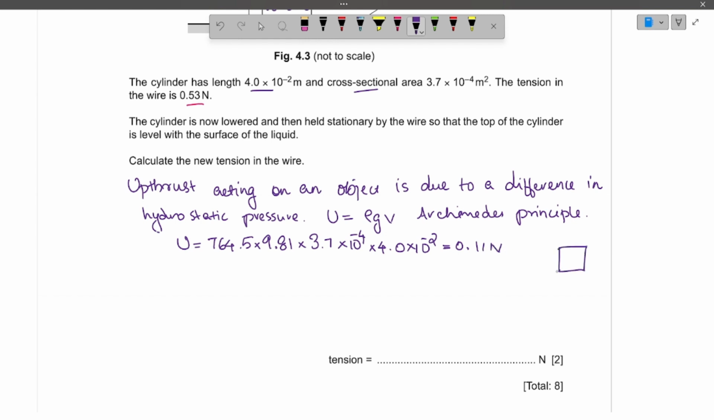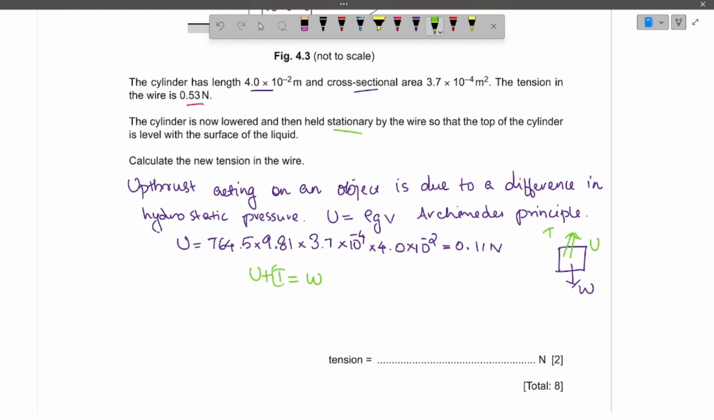Now the block is having weight. Always there will be a weight and there won't be any changes in this value of weight, right? But now it's having an upthrust also. So what is the resultant force? There is a tension in the upward direction also, right? Since the cylinder is stationary, the upward force must be equal to the downward forces. So what are the upward forces? Upthrust and the tension, the new tension, is equal to the downward force, weight.